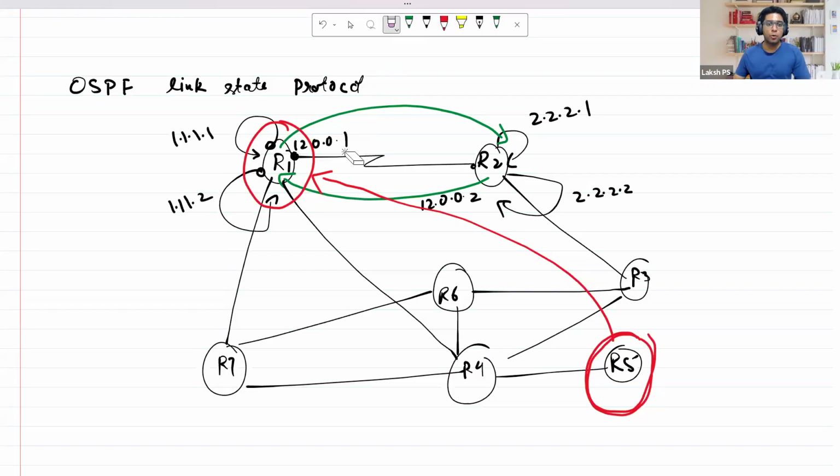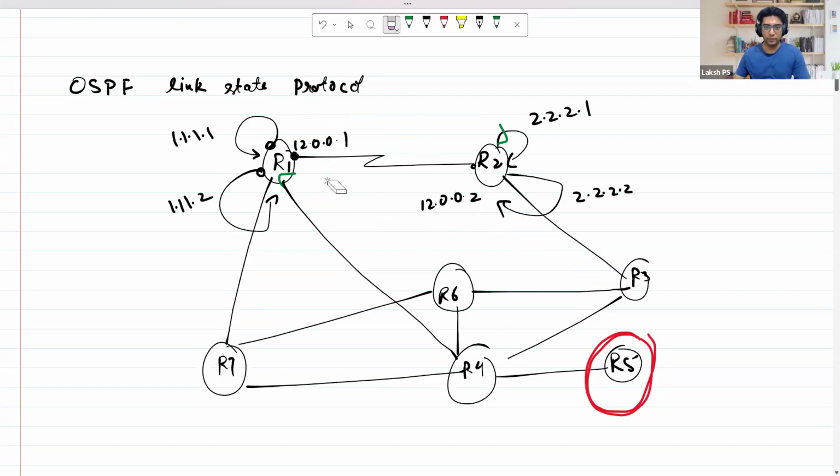And when OSPF is enabled on all the routers in this network, what is going to happen? They will exchange their database information with every router. So when I enable OSPF on R5, R5 is going to share that information with R4.